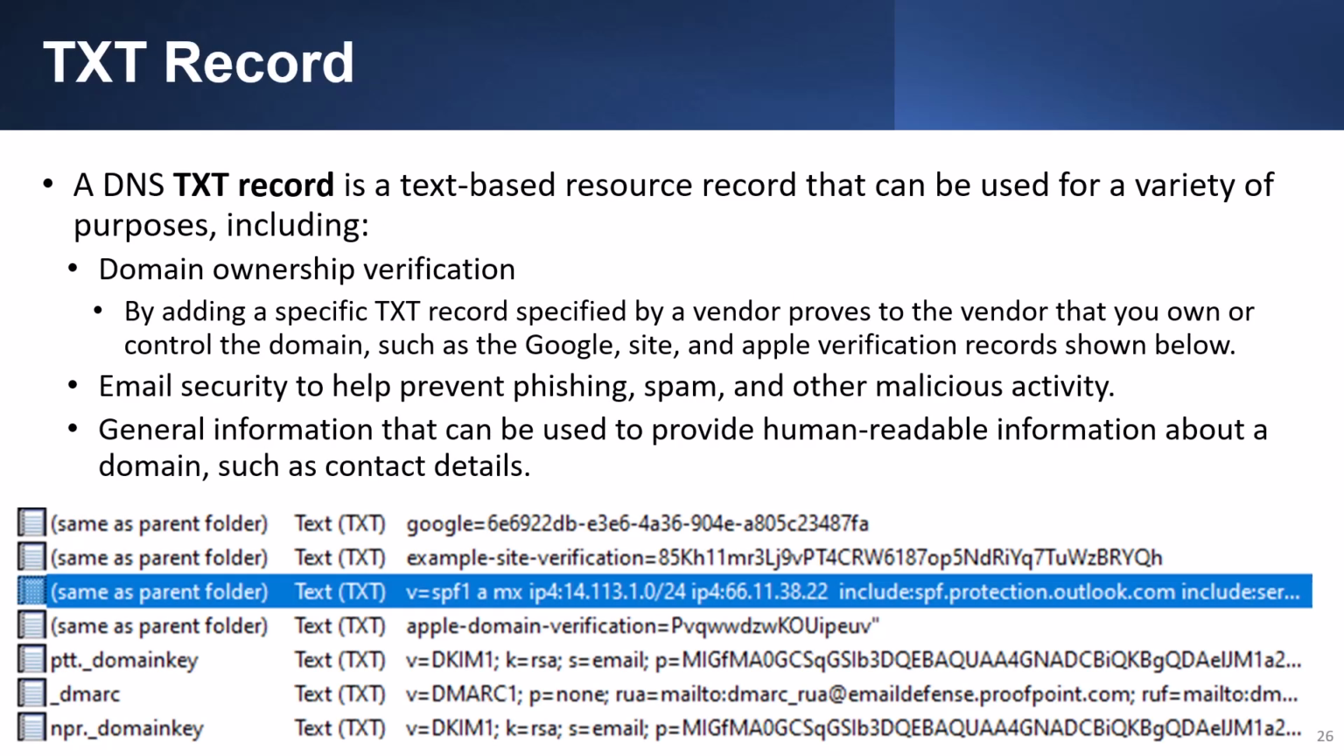A DNS text record is a text-based resource record that can be used for a variety of purposes, including domain ownership verification. Adding a specific text record specified by a vendor proves to the vendor that you own or control the domain, such as Google, Site, and Apple verification records shown below. Email security to help prevent phishing, spam, and other malicious activity. And general information that can be used to provide human-readable information about a domain, such as contact details.